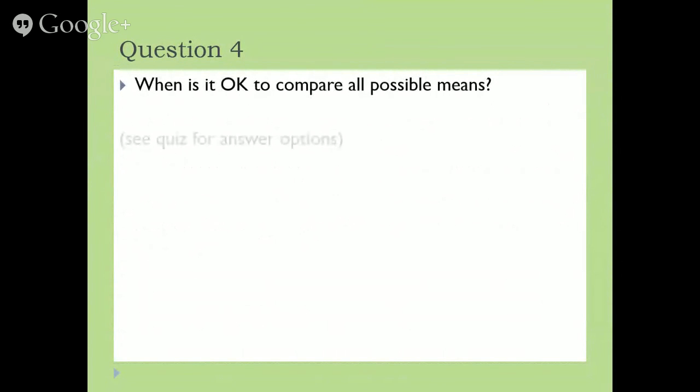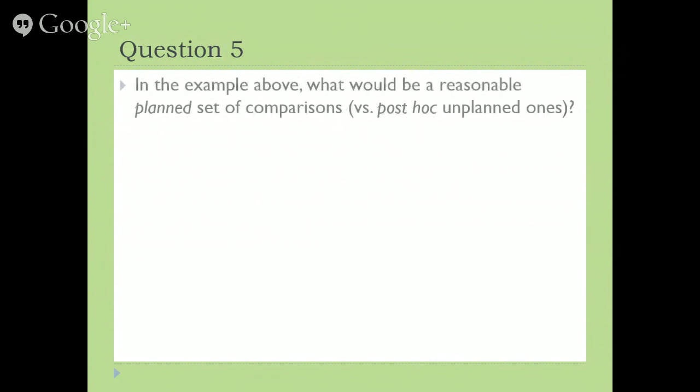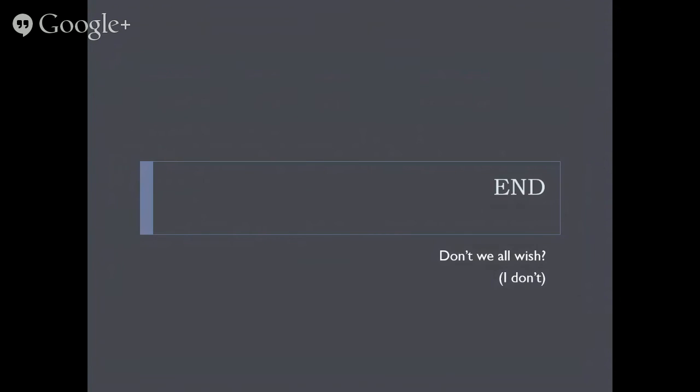So now question 4 in the quiz. When is it okay to compare all possible means? Once you're done with that, try question 5. In this example, with the memory strategies, what would be a reasonable planned set of comparisons? Not the post hoc unplanned ones that we talked about, but what if you did actual planned comparisons? Try and guess what would be a reasonable set of planned comparisons. And that's the end of that.